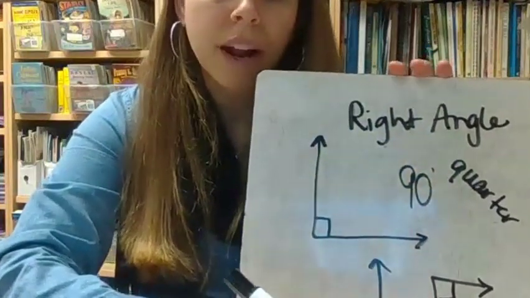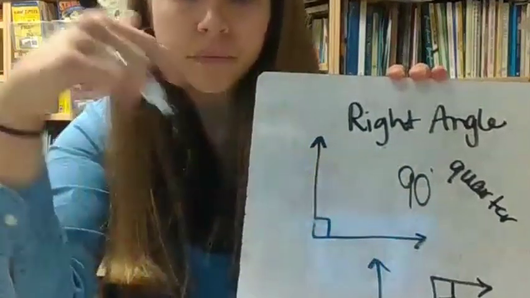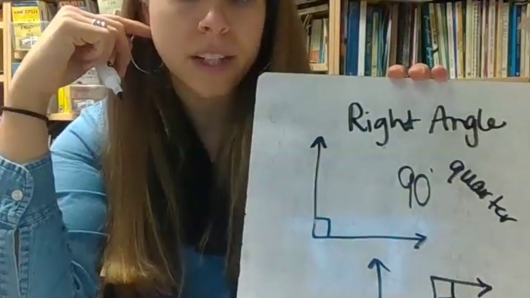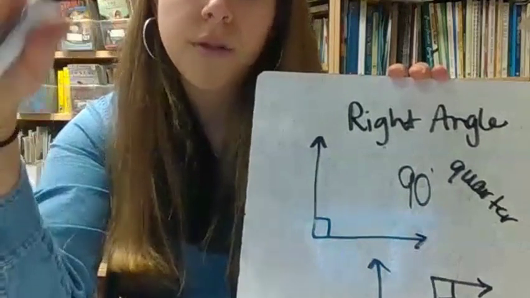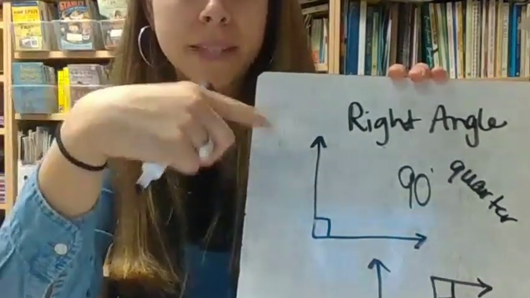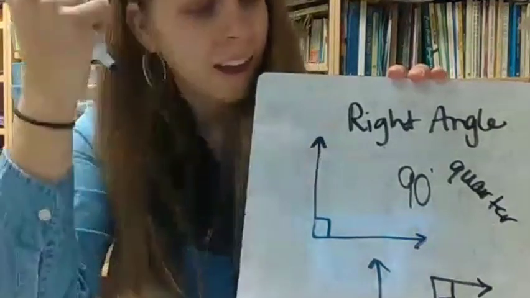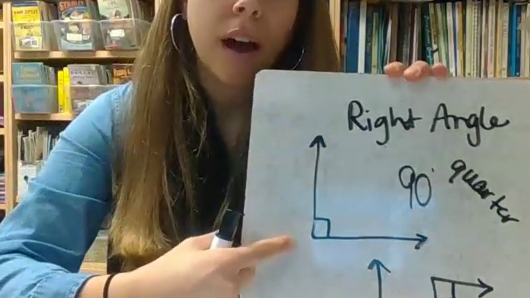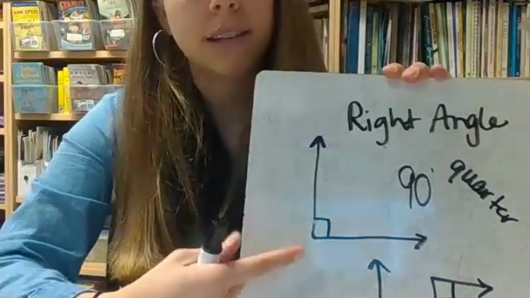Most of the time when you have a right angle, you'll see this square in the corner by the vertex, and that's to let you know that it's 90 degrees. But if the point is to have you measuring the angle, sometimes that won't be there because they don't want to give it away. But that is how mathematicians signify that it is a right angle.